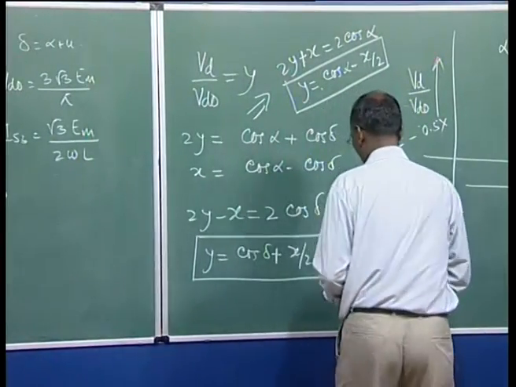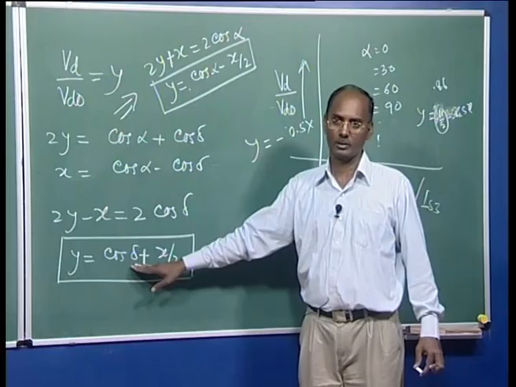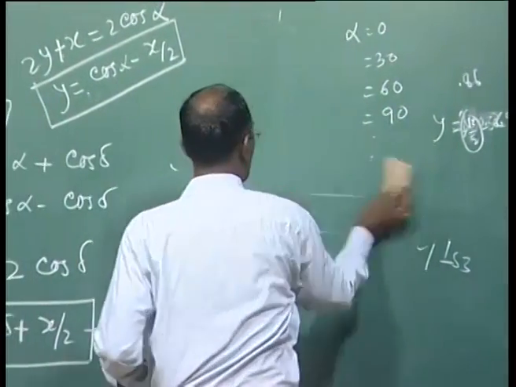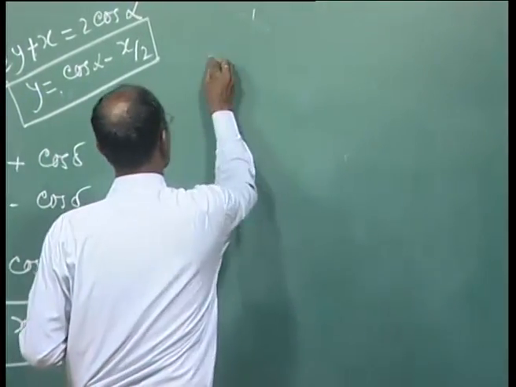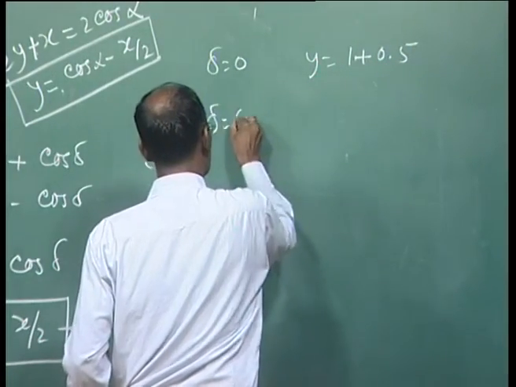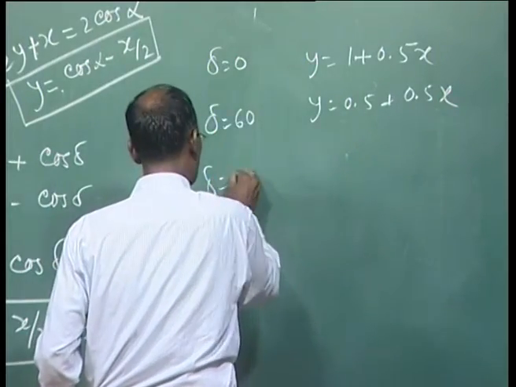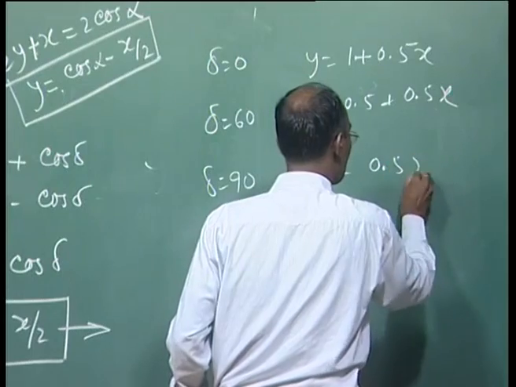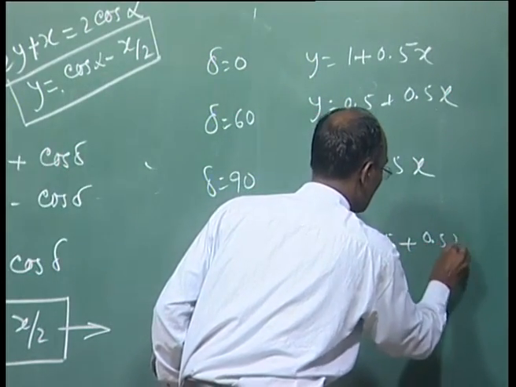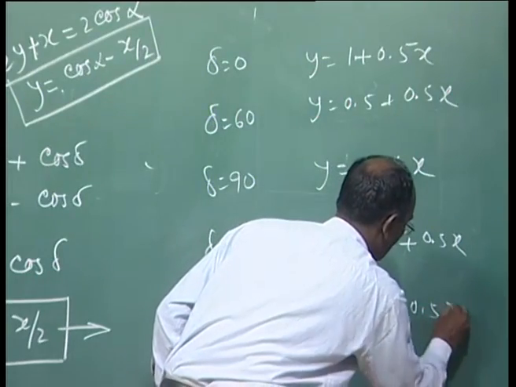On the same axis, now we can draw for this, and this is called the constant delta curve, and this slope is positive. So it will be going up. Again, for this characteristic I can write for the different values of delta. Here the delta is equal to 0, means we are going to have y is equal to 1 plus 0.5 x. Here delta is equal to 60, y is equal to 0.5 plus 0.5 x. Here delta is equal to 90, y is equal to 0.5 x. Here your delta is 120, y is equal to minus 0.5 plus 0.5 x, and here delta is 180, y is equal to minus 1 plus 0.5 x.